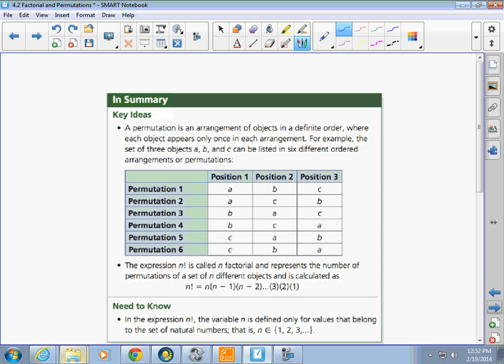So your key ideas. A permutation is an arrangement of objects in a definite order. When you have to have certain things in an order, that's when you have a permutation. Each object appears only once in each arrangement. For example, the set of 3 objects ABC can be listed in 6 different ordered arrangements, and here they are: ABC, ACB, BAC, BCA, CAB, CBA, and those are the only ways those 3 letters can be arranged. The expression n factorial represents the number of permutations of a set of different objects and is calculated as n times n minus 1 times n minus 2, till you get down to times 3 times 2 times 1.